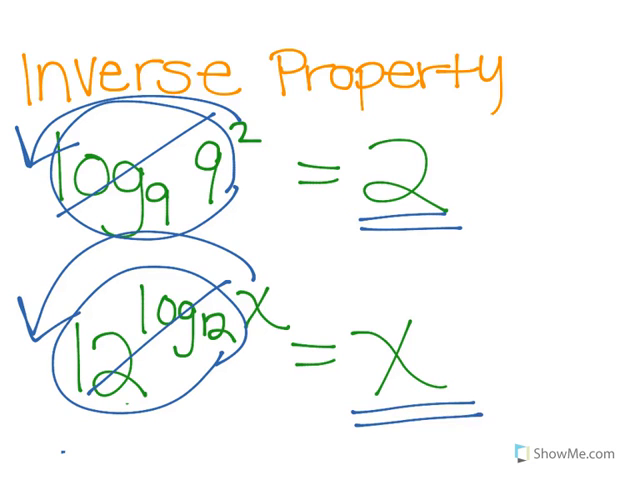This is an easy property, both parts of it are easy properties to have memorized, but I tried to explain to you why it was the way it is. So if you have any questions, ask me tomorrow in class.